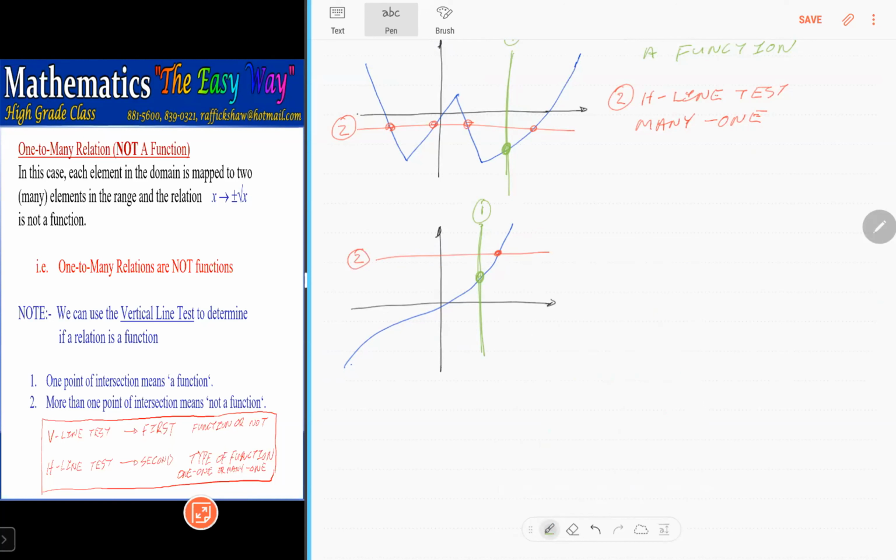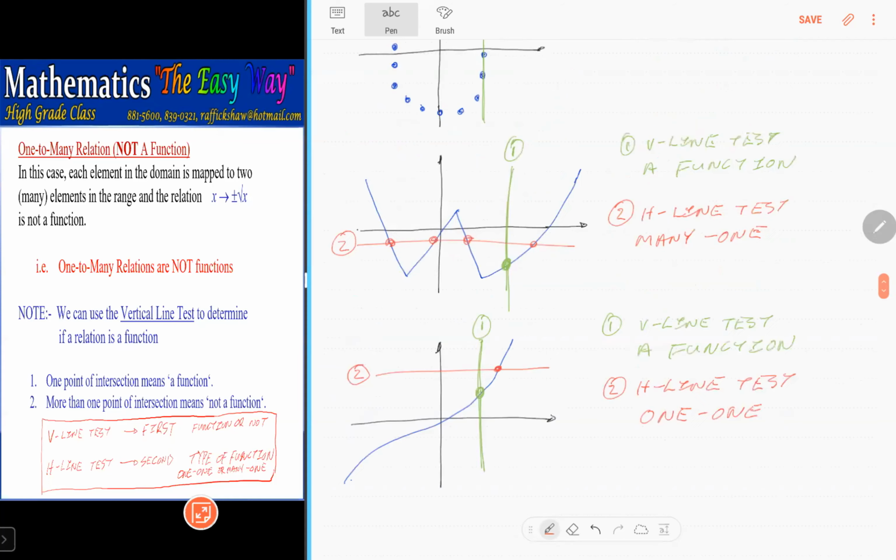So my V-line test first. My V-line test tells me it is a function. And my H line says it is a one-to-one function. All right, so that's supposed to help us to understand it a little bit better, or a lot better.